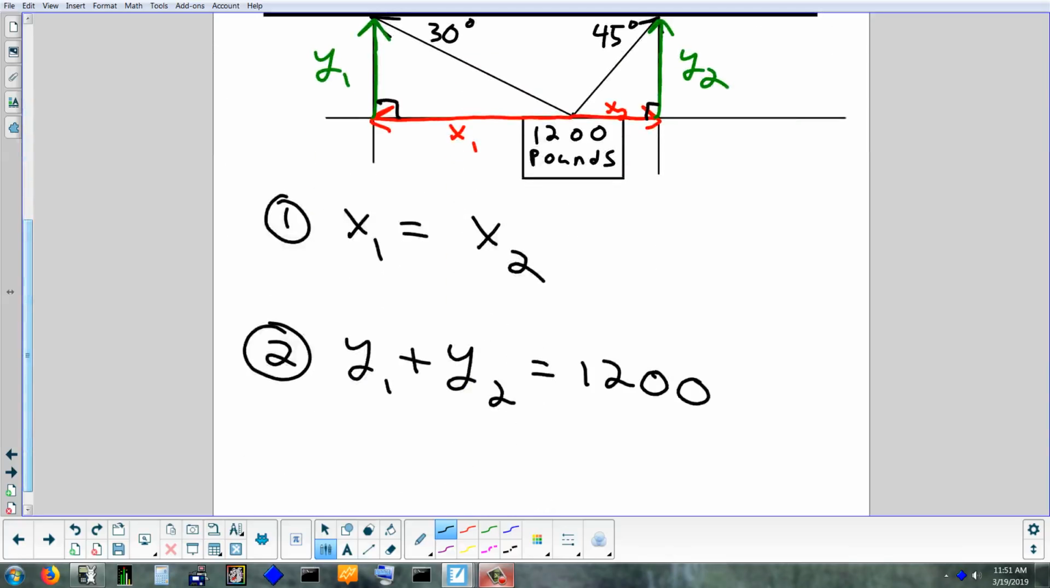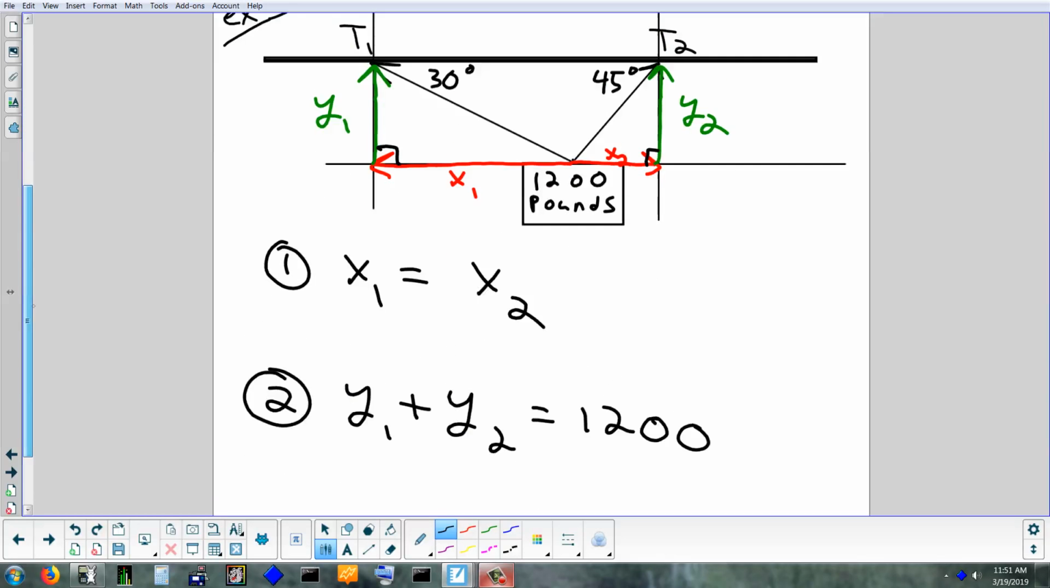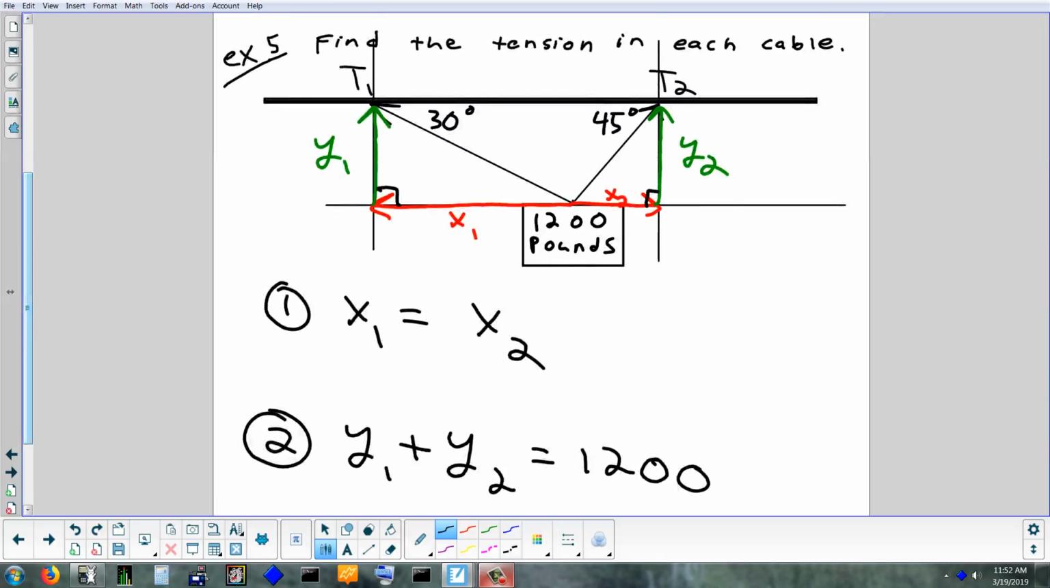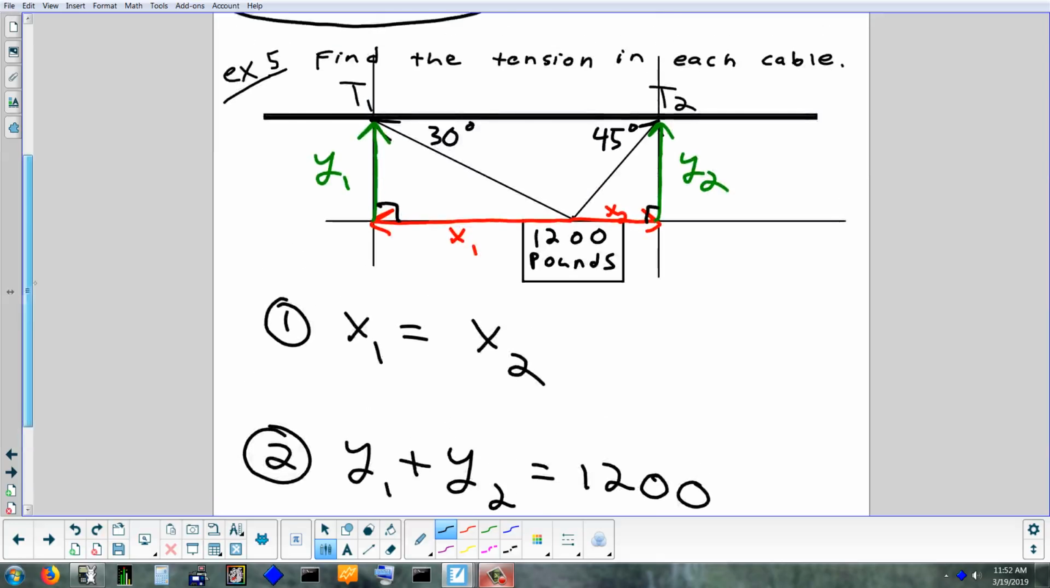Okay. So as far as the physics part, you've set up the equations. You've said that your forces left and right are equal, your forces up and down are equal. Now you have to use trig to replace x1, x2, y1, and y2 with sine and cosine. And then we can solve it. But any questions setting up those equations? Okay, the rest of it gets kind of repetitive with the trig.